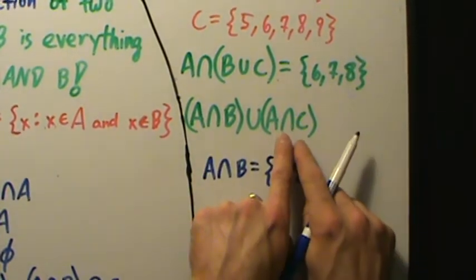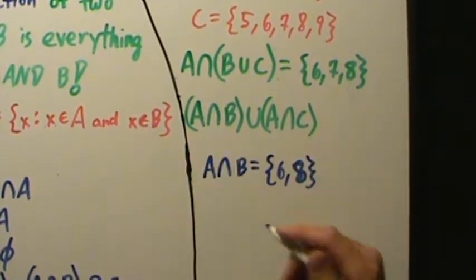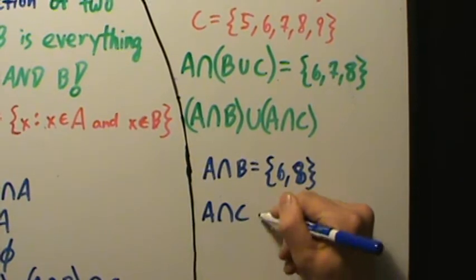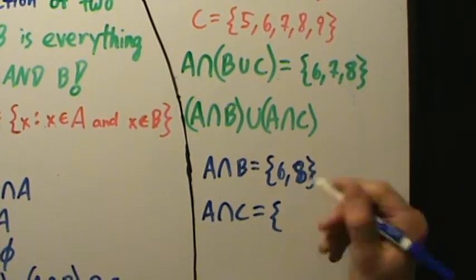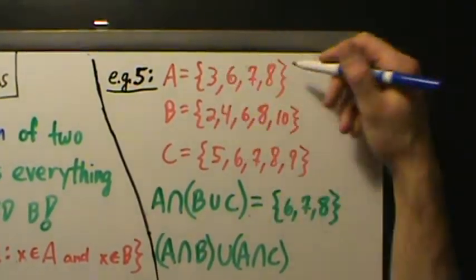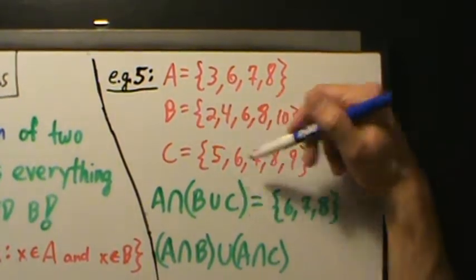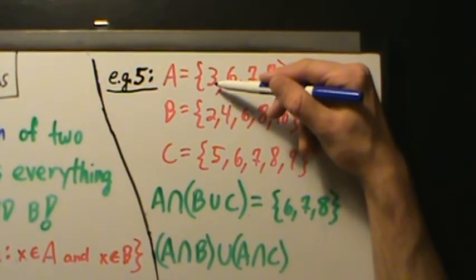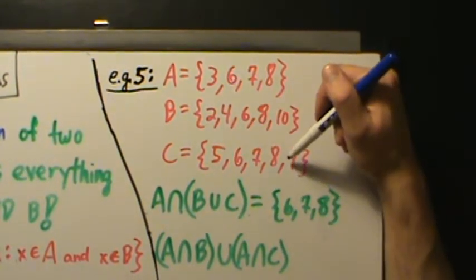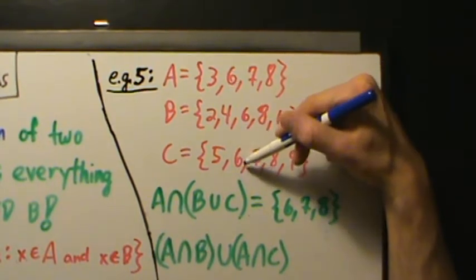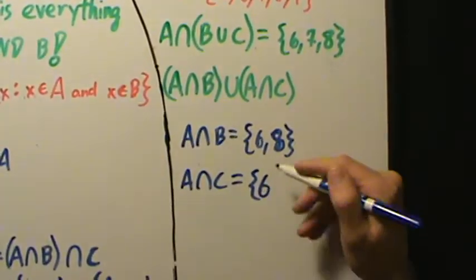Now we have to do A intersect C, and then take the union of those results. So this is A intersect C now. What's A intersect C? 3, 6, 7, 8. Do any of these also appear in C? 3 appears in A, does not appear in C. 6 appears in A, does appear in C. Okay, so 6.